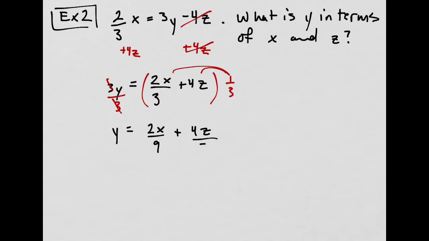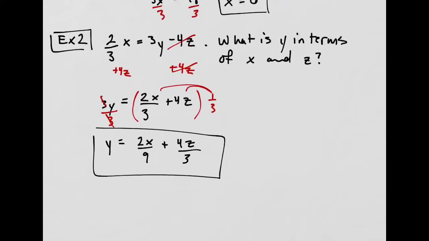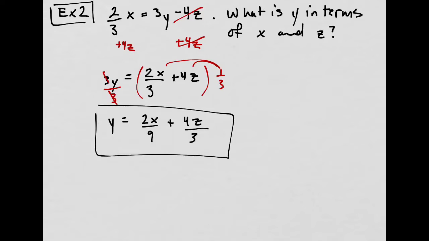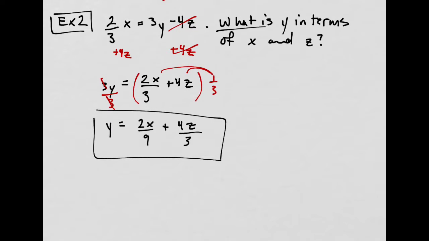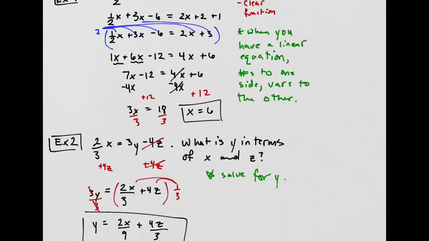4z divided by 3. This is actually even easier than the other ones because we don't have to simplify anything at all. What is y in terms of x and z? There it is. Y is all by itself. That's all that means. What is y in terms of x and z? It means solve for y. And that's it for that one. Look at that, 2 down.